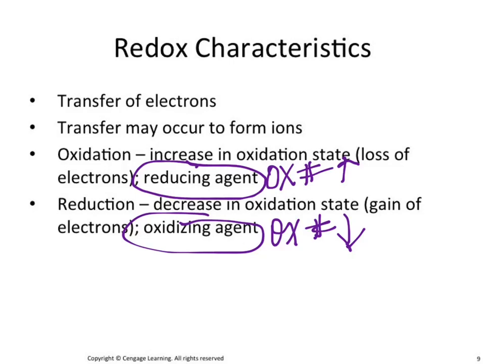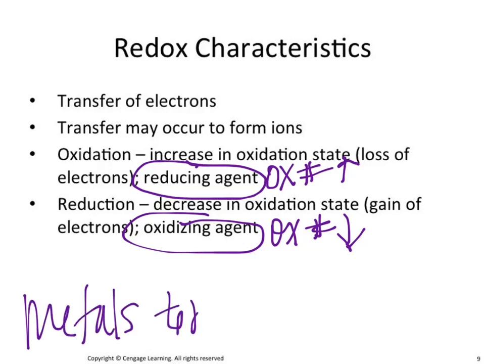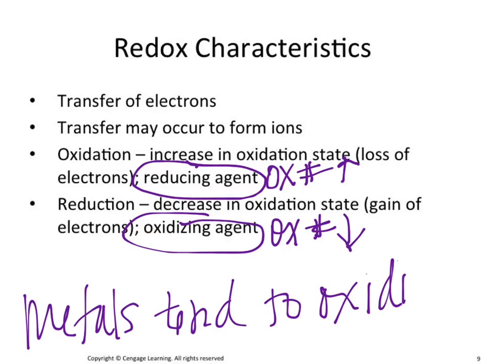Okay, and also metals tend to oxidize. So metals tend to be oxidized, like rust.